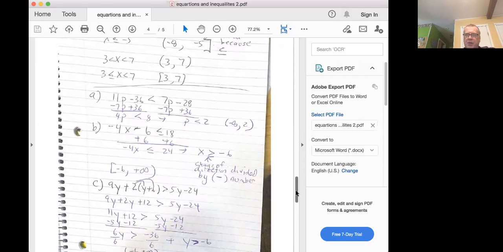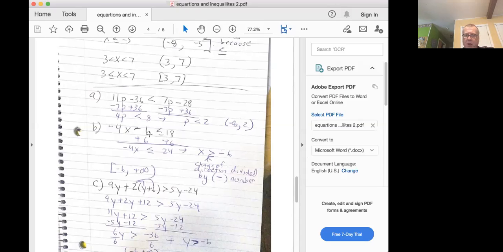When we divide, this is a step we have to watch out on. We're going to divide by 4. 4 is a positive number, so nothing changes with the inequality symbol. When we divide both sides by 4, we get p is less than 2. So less than 2 means it goes from negative infinity up to 2, including neither. So we put in parentheses.